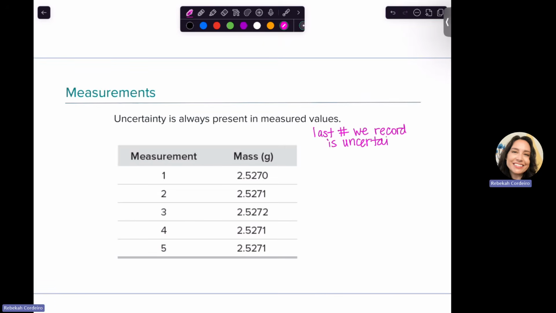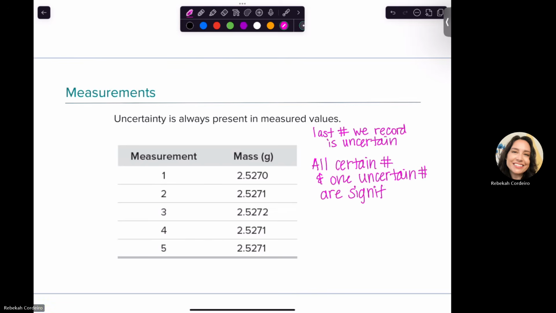We only want to record that one uncertain number. We don't want to record a bunch of uncertain numbers, right? Because we don't want our whole number to be uncertain. All the certain numbers and the one uncertain number are called significant figures when we're talking about a measurement.